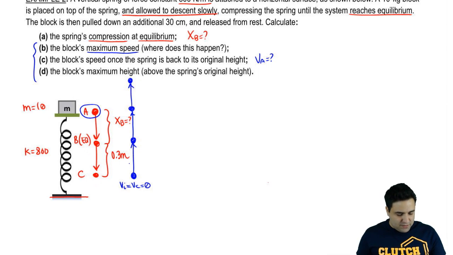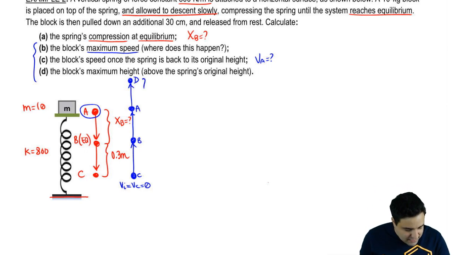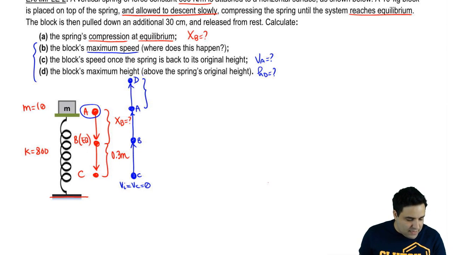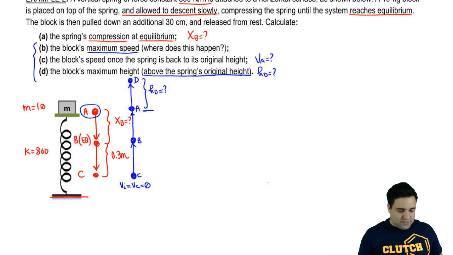I already have A, B, and C. So, and then we're going to come back C, B, and A. And I'm going to call this D just because A, B, and C are taken. So I want to know what is this height right here, HD. Now notice that we want the height above the spring's original height. So I want to know HD from A, not HD all the way from the bottom. Cool, so it's a little bit different.